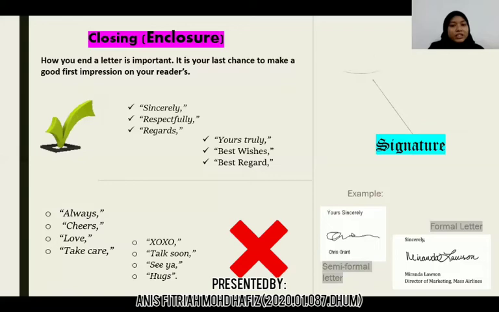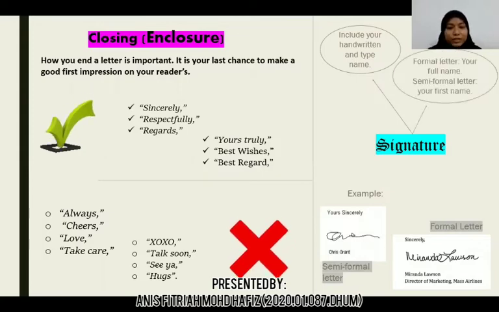Signature. The signature includes your handwritten and typed name. For a formal letter, you should include your full name. In a semi-formal letter, you may use only your first name and put your title in brackets after your name.